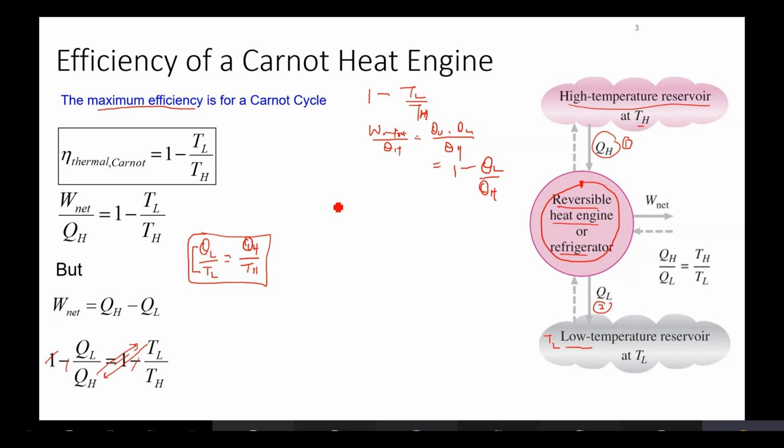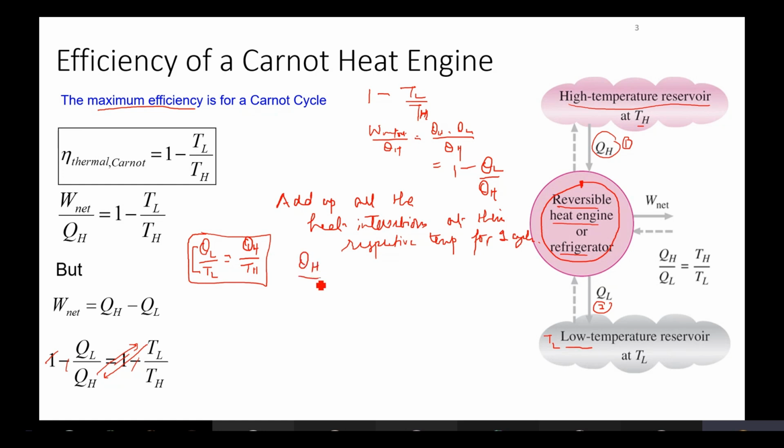No, sir. All right. Now, if I want to add up all the heat interactions that are taking place at their respective temperatures for one cycle, can I write it as QH over TH minus QL over TL? Can I write it in this form? This is the expression.